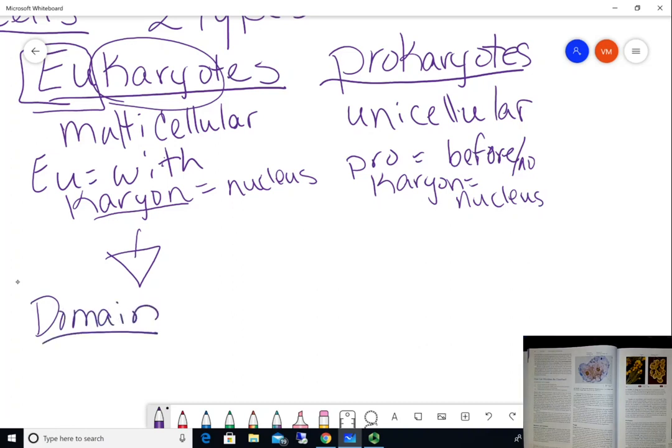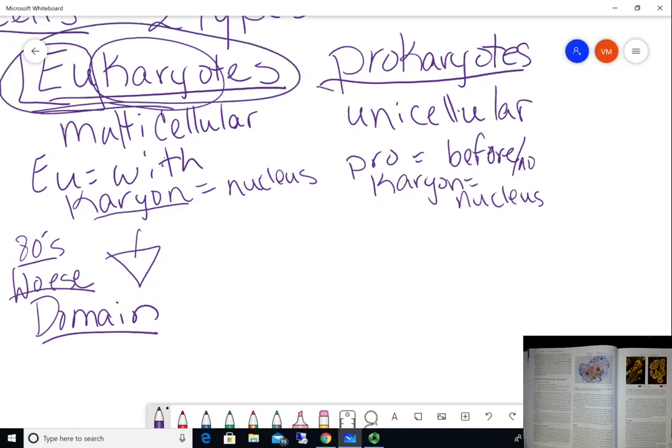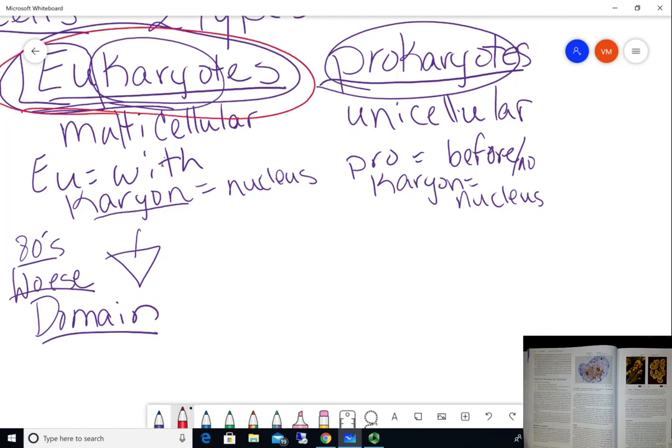Domains were created not that long ago by a man named Weiss. That was his last name. He came up with that actually in the 80s. He said, hey, I know and I understand that there's two cell types. However, there's some differences in these prokaryotes. Their RNA structures are a little different. So since their RNA structures are a little different, I'm going to split them up into domains so that we can classify them accordingly.